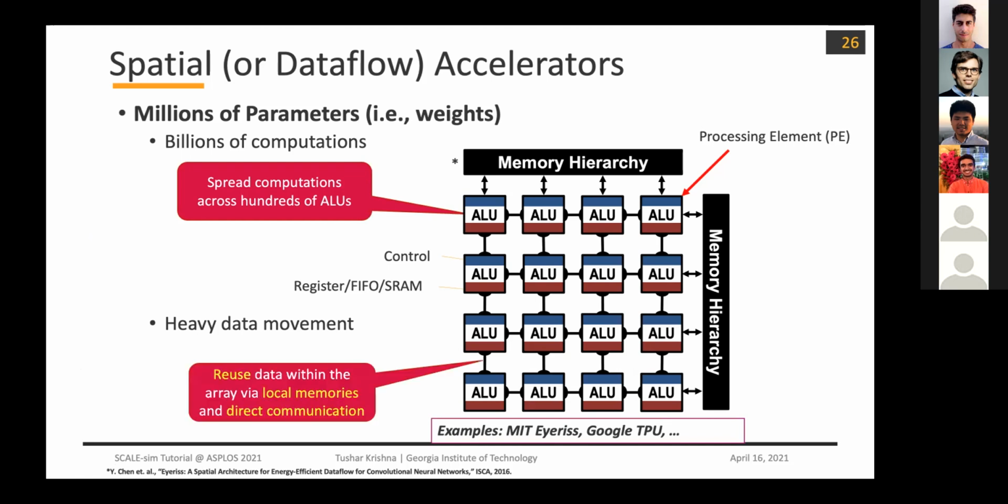And to avoid data movement, you want to reuse the data within the array via local memories and direct communication, right? So I already mentioned that there's a lot of data reuse opportunities inherently in the algorithm itself due to these vectors and matrices. The basic idea in these accelerators is to come up with a structure where this reuse is exploited via direct forwarding or via some of these local memory hierarchies rather than going to off-chip.